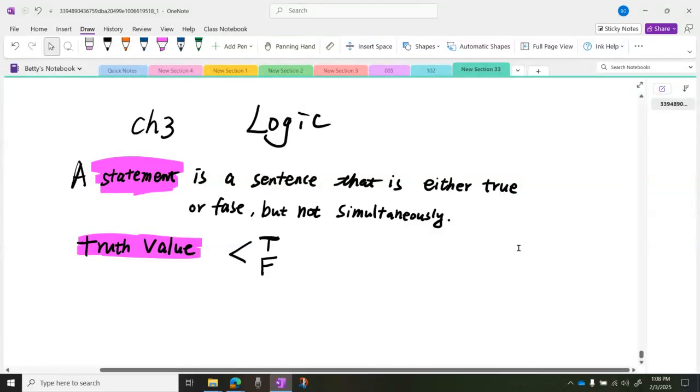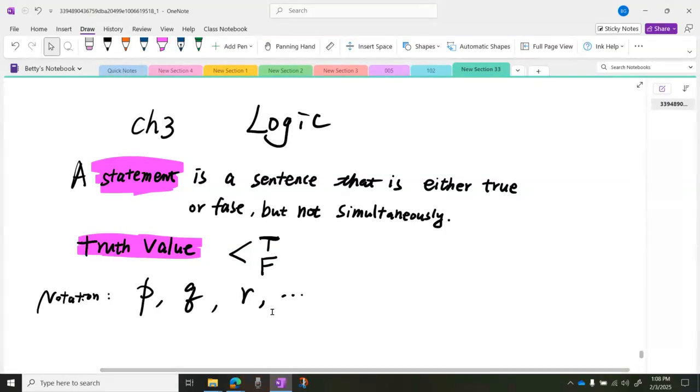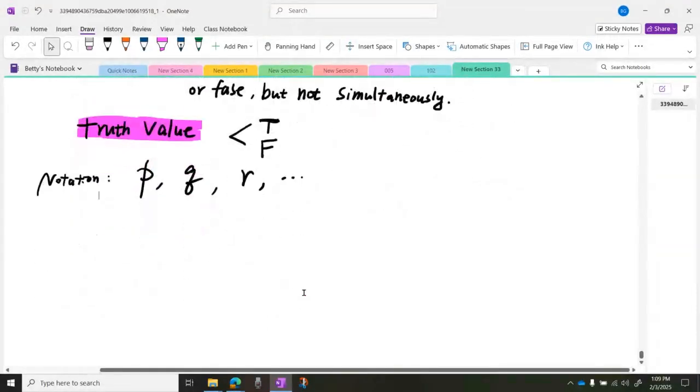We use lowercase letters P, Q, R, and so on as the notation. The symbols we use to denote statements are the lowercase letters P, Q, R, and so on. I think P, Q, R would be enough for us in this chapter. And we can look at some examples about statements.